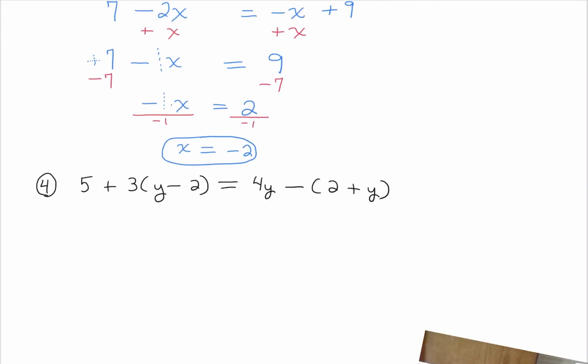So first thing we want to get rid of is parentheses, and the only way to do that is to distribute. So we have to distribute through this 3, in essence taking care of this multiplication before we would do any addition with that 5 that's sitting out there. And kind of the same thing over here on the right-hand side. We have this implied negative 1 that has to be distributed through to get rid of the parentheses on the right. So we now have 5 plus 3y minus 6 on the left, and on the right, 4y minus 2 minus y.